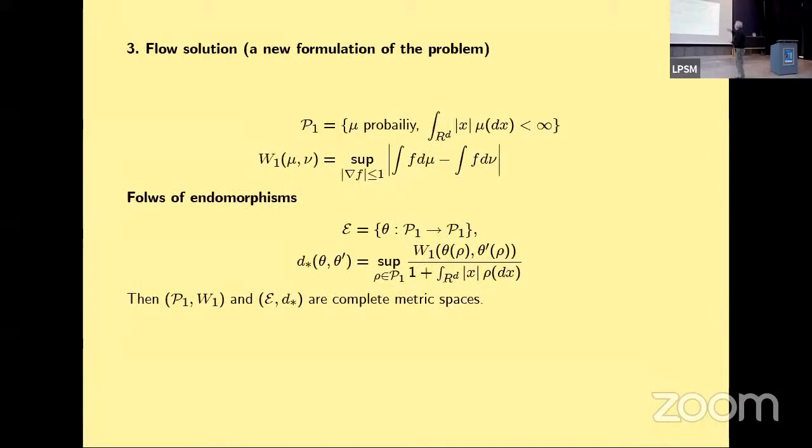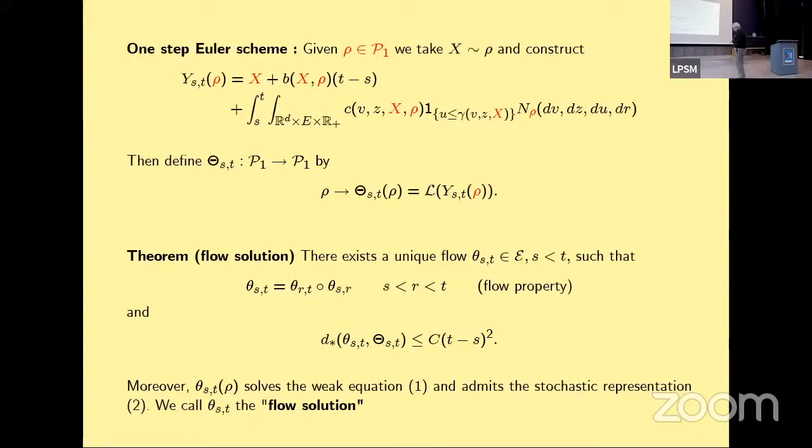I will construct my endomorphism. I construct now a special family of endomorphisms. Given a probability measure rho in P1, I take X a random variable with law rho, and I construct this thing. What is Y_{S,T} of rho? It's X plus b(X, rho)(T minus S), plus the integral with respect to a Poisson point measure with intensity rho(dv), and I take the coefficient in X and rho, and the other coefficient in X also in rho. So I construct this thing here.